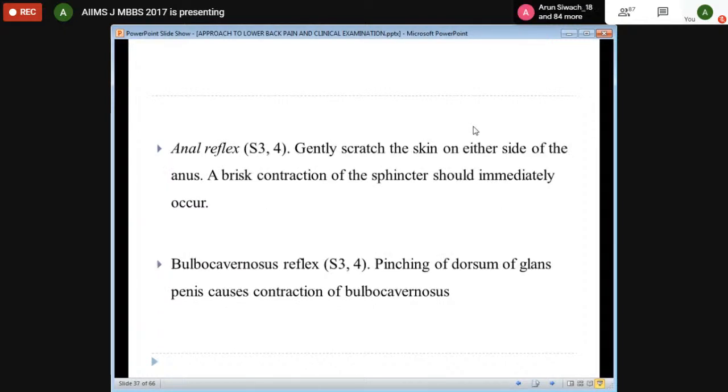Anal reflex, S3-4. What you do is gently scratch the skin on either side of the anus. You can use cotton for this and just touch the outer aspect of the anal crevices, and you will notice a brisk contraction of the sphincter. Bulbocavernosus: you pinch the dorsum of the glans penis, that will cause contraction of the bulbocavernosus.